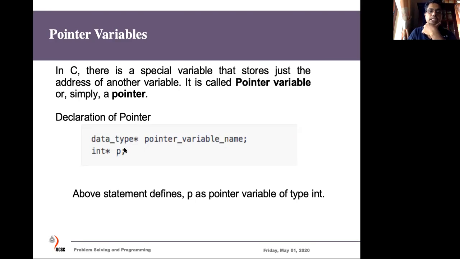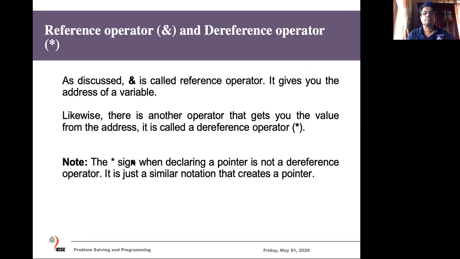So, as I mentioned, we can define pointer variables by giving a data type, a star, and the variable name. Here I create an integer pointer variable called p that stores the addresses of integers. Then there are two operators we work with on these pointers. The ampersand operator always returns the address of a particular variable, and the star operator returns the value it is pointing to, or the value at this address.